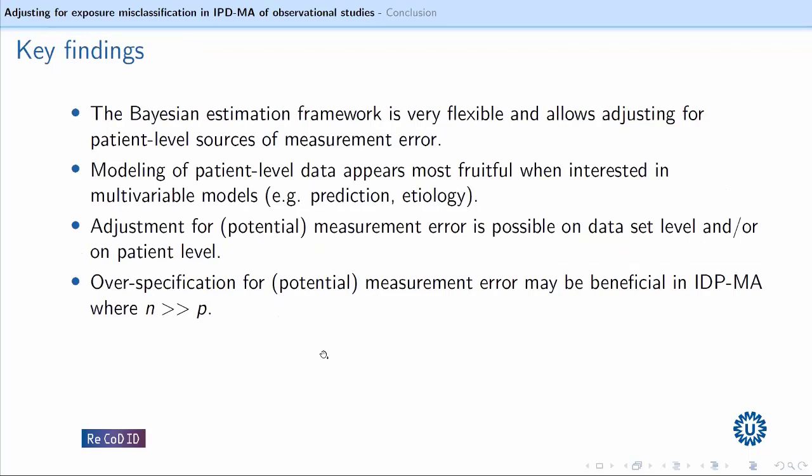So the key findings are that the Bayesian estimation framework is very flexible, and it allows for adjusting patient-level sources of measurement error. This is most effective when we're interested in multivariable models, so either prediction research or causal research in observational data, because we tend to have a lot of covariates there. And we can adjust for this measurement error either on the data set level or on the patient level or both. And finally, because we have so much data sometimes in IPD-MA, we can allow for overspecification of possible measurement error and heterogeneity of prevalences or of exposure outcome associations.